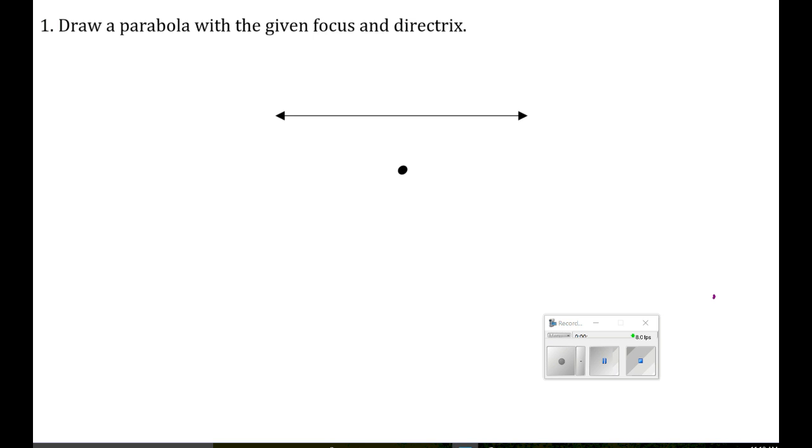Number 1, draw a parabola with the given focus and directrix. So the directrix is the line, and the focus is the point. And a parabola is the set of points equidistant from that line and that focus. So we know the vertex is halfway between that line and the point. So that's the vertex right there.